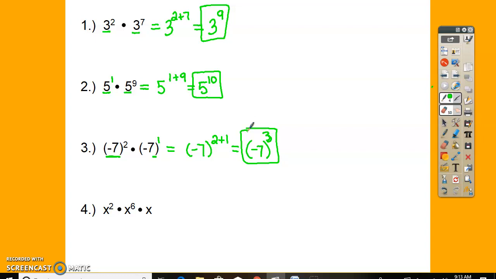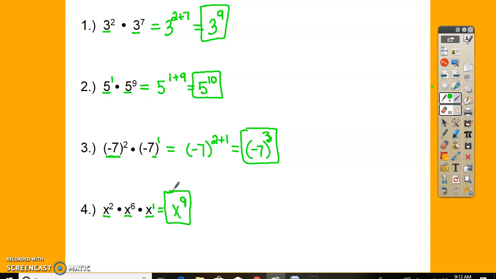Last example here with this one. Now we have 3 of them being multiplied together. Doesn't matter, it doesn't change the process. They all have the same base, so I'm allowed to multiply them together. So I have x to the 2nd power, x to the 6th, times technically an x to the 1st. So I'm going to add all of them together. x is still my base. 2 plus 6 plus 1 is an exponent of 9. So my final answer is x to the 9th power.